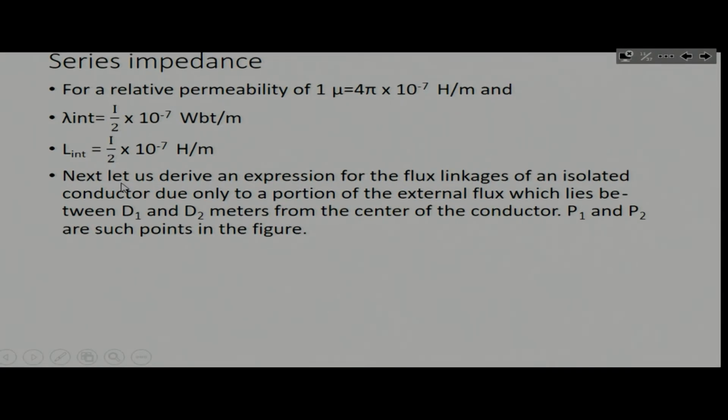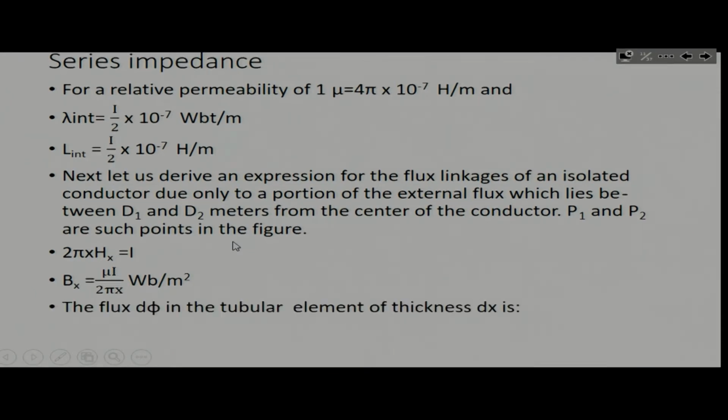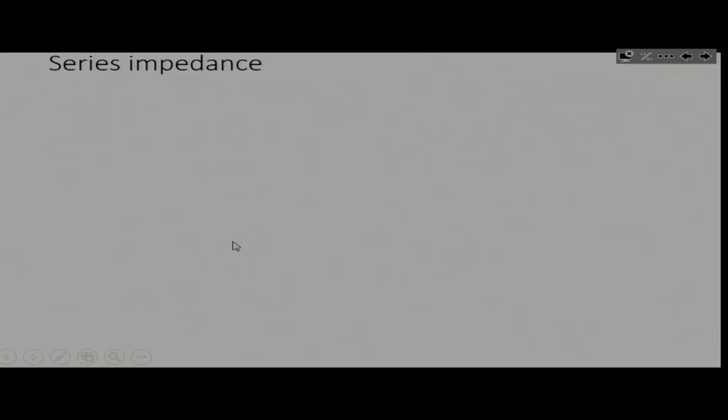Now let us derive an expression for the flux linkages of an isolated conductor due only to a portion of the external flux, which lies between D1 and D2 from the center of the conductor. P1 and P2 are such points in this figure. So then again we say 2 pi x Hx is I, Bx is mu I over 2 pi x, and the flux d phi in the tubular element of thickness dx is d phi is mu I over 2 pi x dx.